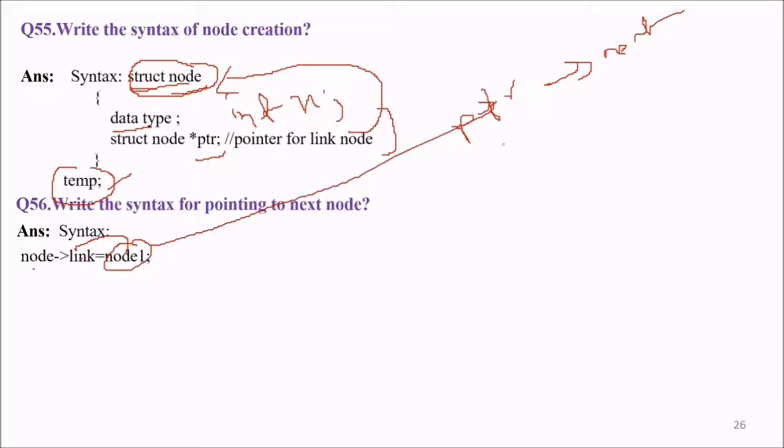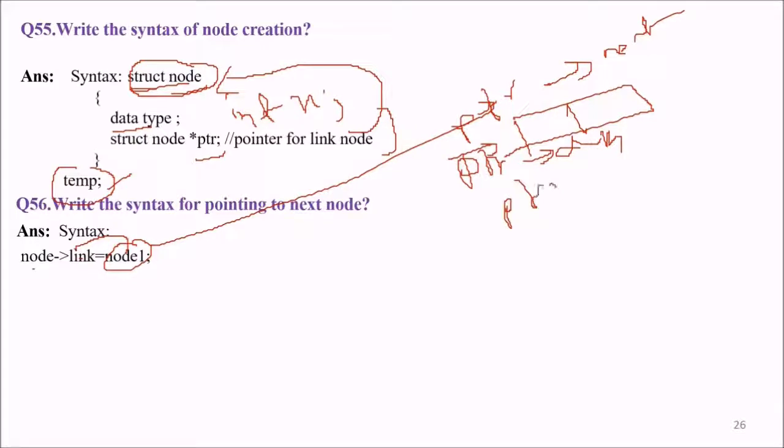This is the first node. So what we are trying to do is pointing to the next node. If ptr is this pointer, then the data item would be ptr data, and the link item would be ptr next, or whatever you name it. Ptr next will be some node.